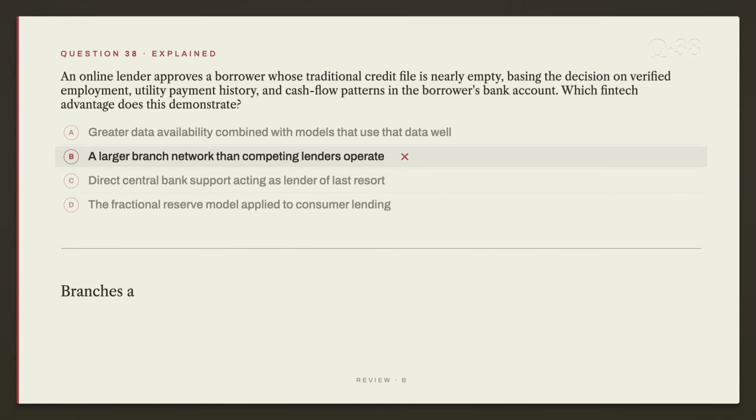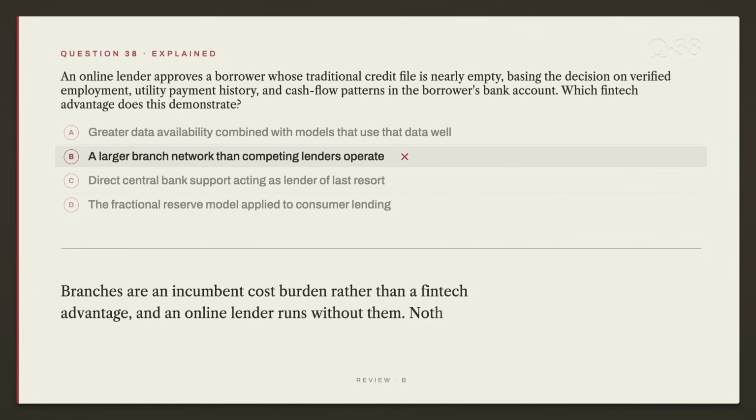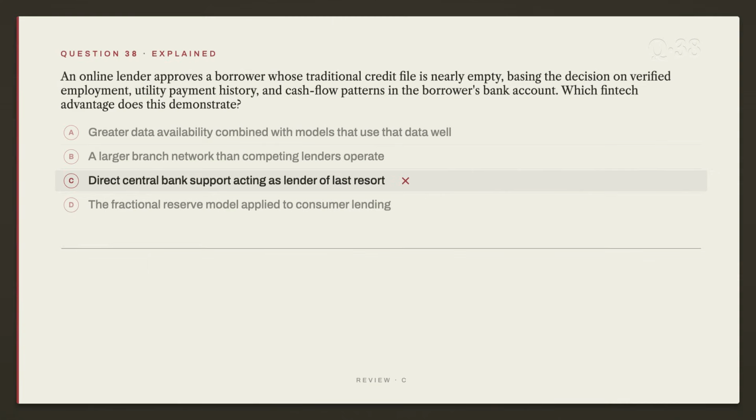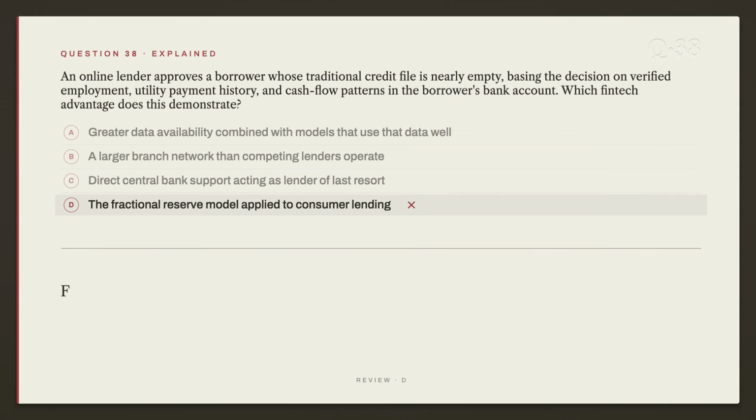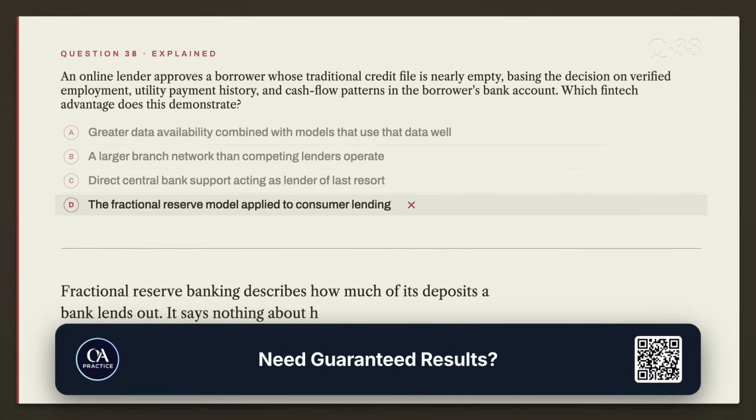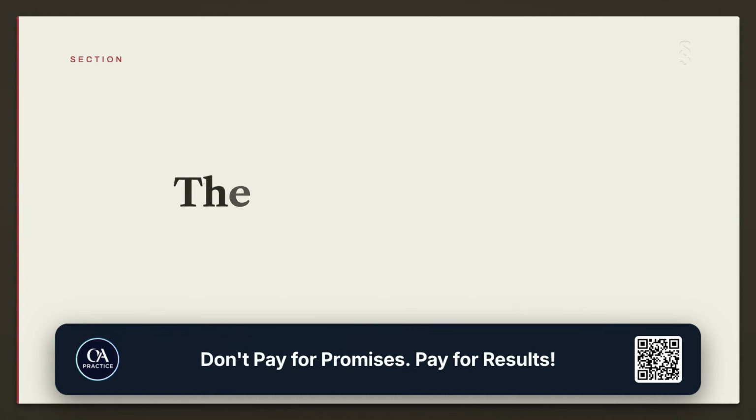B is wrong because branches are an incumbent cost burden rather than a fintech advantage, and an online lender runs without them. Nothing in the credit decision depends on physical locations. C is wrong because central bank lending of last resort supports institutions when funding markets freeze. It plays no part in underwriting an individual borrower. D is wrong because fractional reserve banking describes how much of its deposits a bank lends out. It says nothing about how any single borrower's risk is assessed.